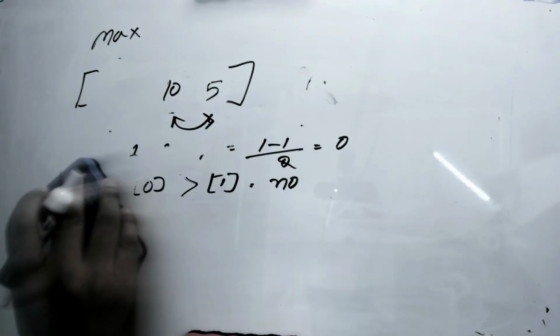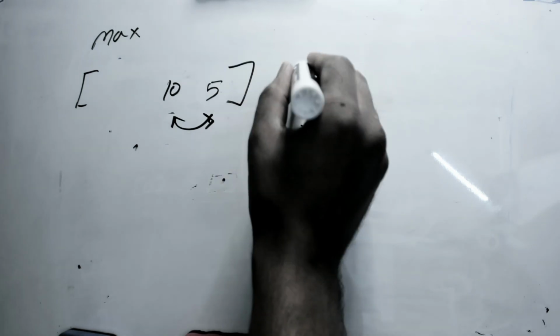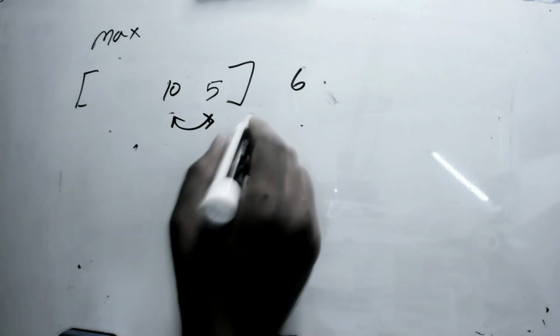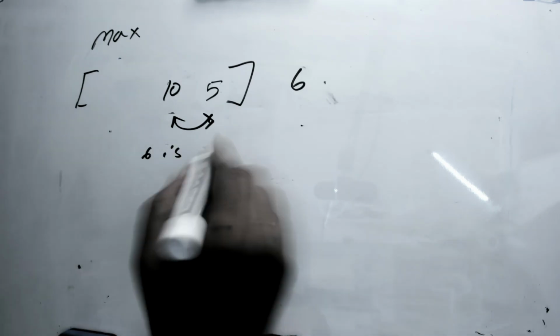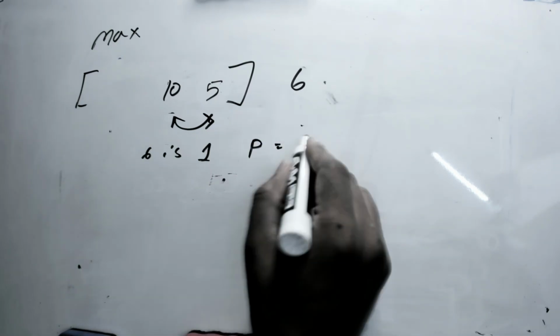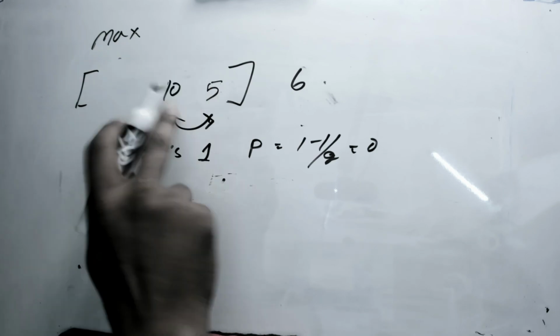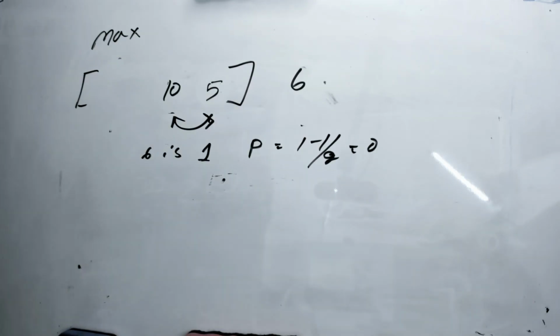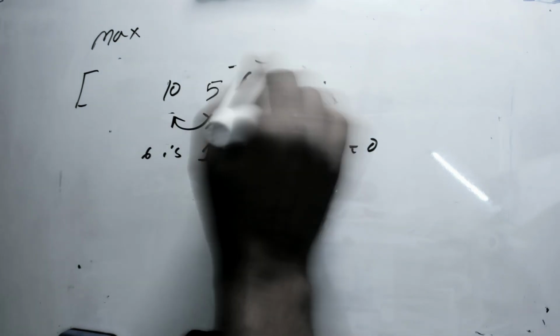So in the next iteration, if we enter another item, maybe 6, the index of 6 will become 2, right? And the parent index will become (2 minus 1) by 2, equals 0. Is the 0th index, that is 10, greater than 6? Yes. So it will not swap. Our 6 will stay at the end of the array.